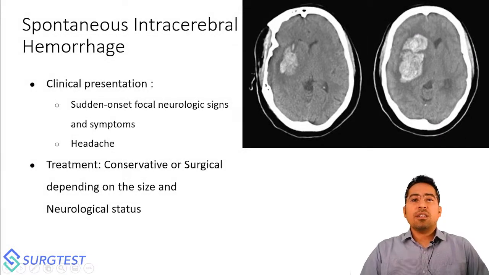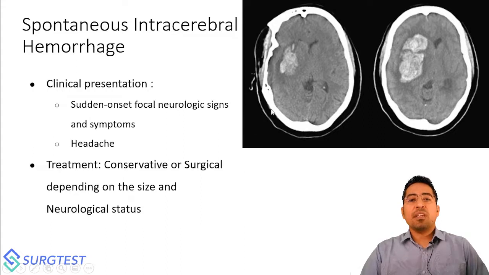Now, the clinical presentation is that the patient will have sudden onset focal neurological deficit. That means he will have sudden onset weakness of half of the body, and he will also have headache and vomiting. He can have deteriorating consciousness, altered sensorium. So depending on the side of the hematoma, they will have these symptoms.